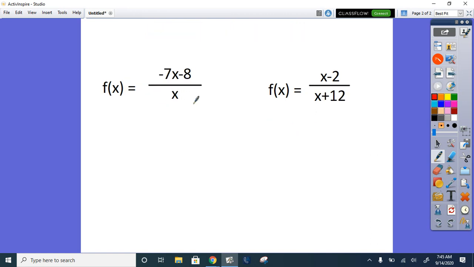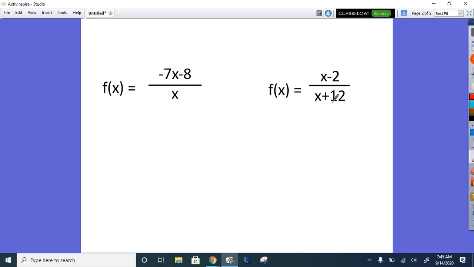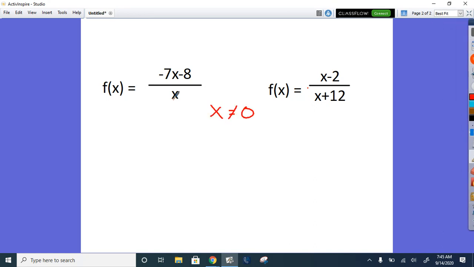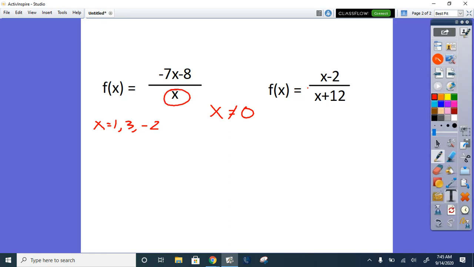Now I have some variables in my denominator. So this is really where I have to focus. We are only focused on the denominator here when we're finding our domain. So what exclusions can we have? Well, I said my denominator cannot equal 0. So if I substituted in a 1 here for x, I would get a solution. So x could be 1. Could x be 3? Absolutely. Could x be negative 2? Absolutely. It's not 0. In this case, the only one I cannot have is 0.